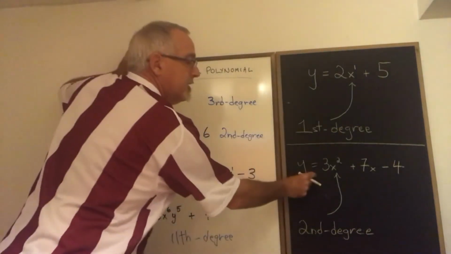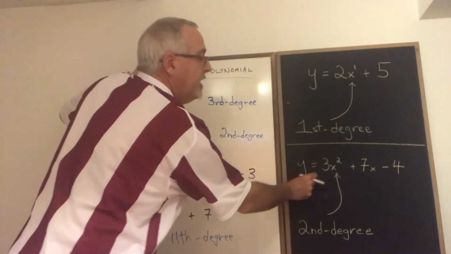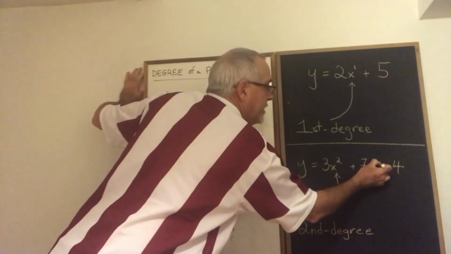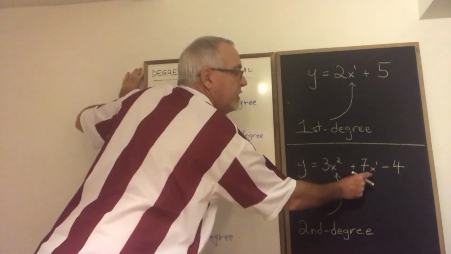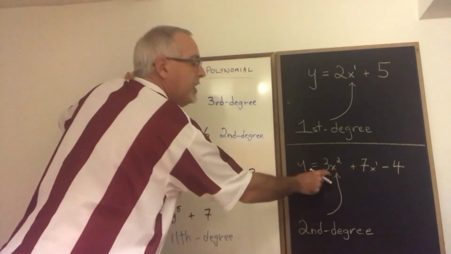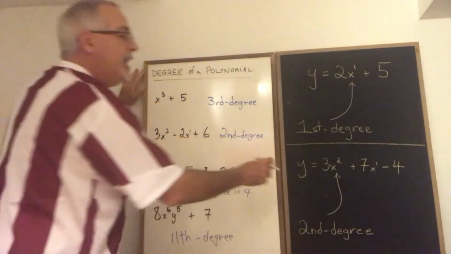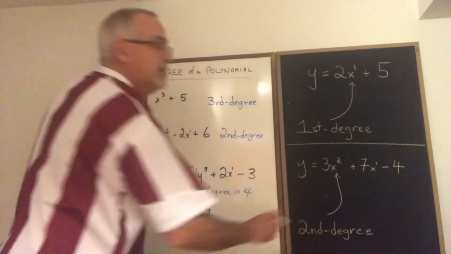And therefore, in this equation on the bottom, y equals 3x squared plus 7x minus 4, we have a constant term, we have a term with x to the power of 1, but we have a term with x to the power of 2. That's the highest degree of my terms, and that's what turns this into a second degree equation.